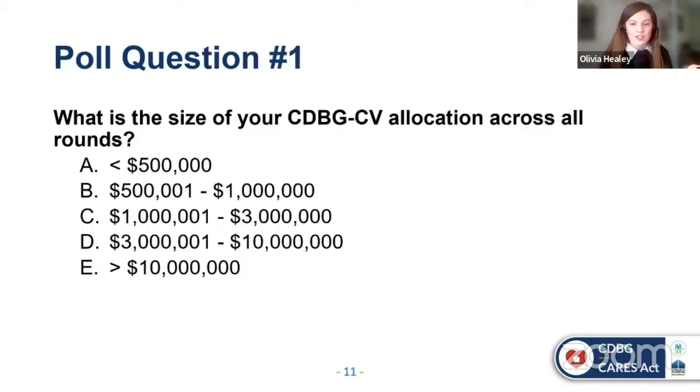So as mentioned, the first poll is to get to know you guys a bit better. We want to know the size of your CDBG-CV allocation across all the rounds of your funding. So what's that lump sum that you guys have? And that poll functionality is located at the bottom of your screen, or again, in that additional platform on Slido. And it looks like the majority of you are following, it's a pretty close tie between C and D. So $1 million to $3 million and $3 to $10 million. And that keeps shifting, and you guys are able to see the results of that live.